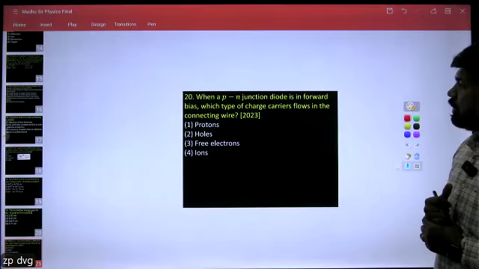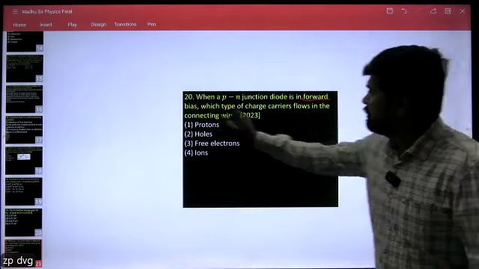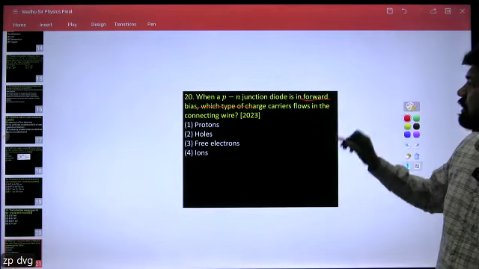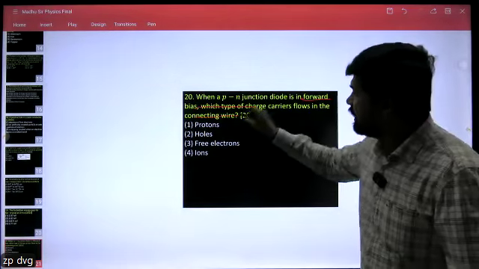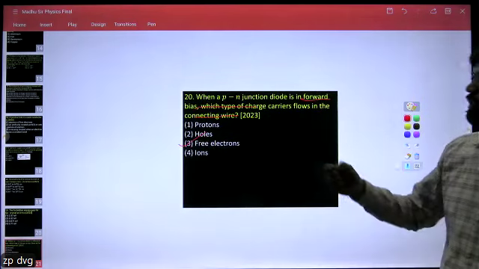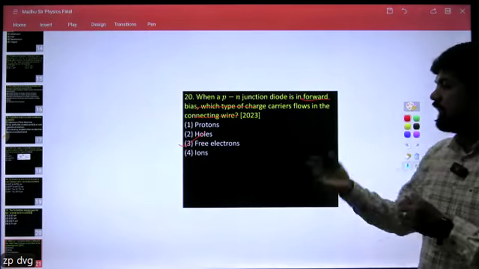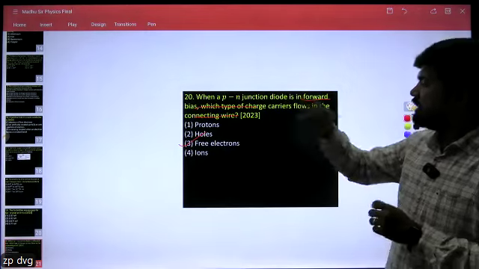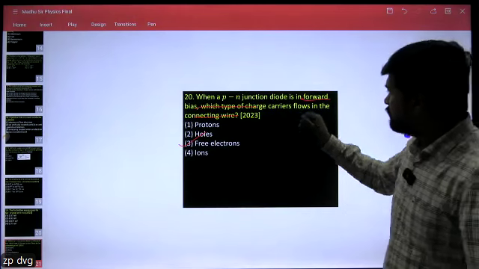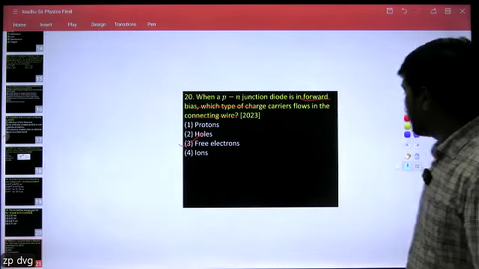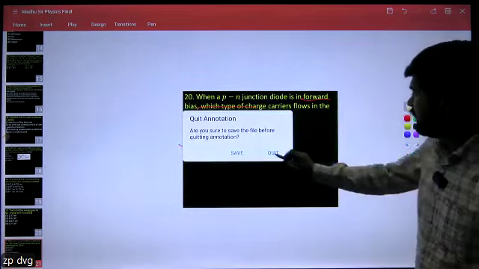When a PN junction diode is in forward bias, which of the charge carriers flows in the connecting wire, they ask. Free electrons. As soon as it is forward bias, the size of the depletion region gradually decreases. As a result, majority charge carriers cross the junction, and what flows in the connecting wires is free electrons. Option 3 is right. Next question.